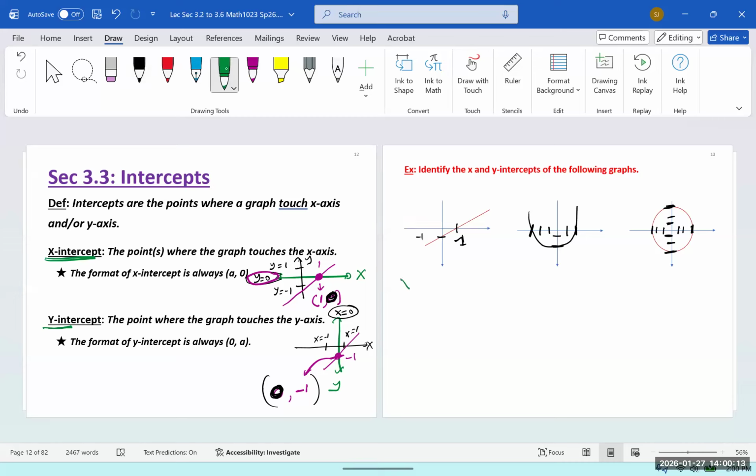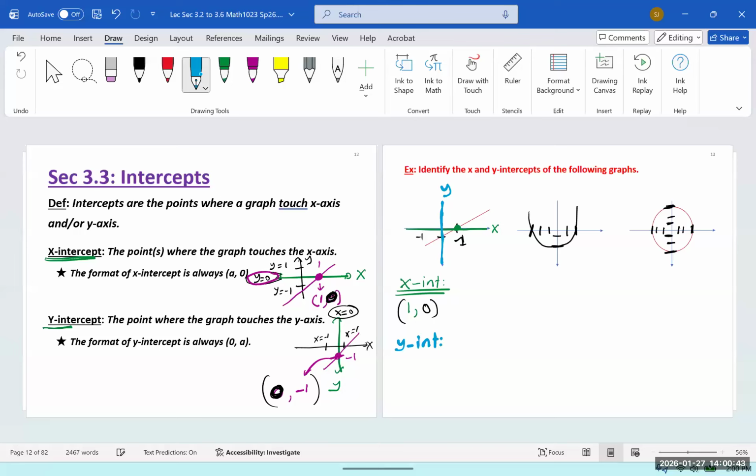The first one, x-intercept. This is a line. In this line, the x-intercept is the x value here. So you're going through the x value 1 on the x-axis. So our x-intercept is 1 for the x and 0 for the y. Now for the y-intercept, you're looking at the y-axis.